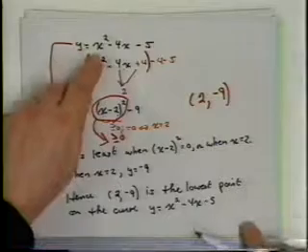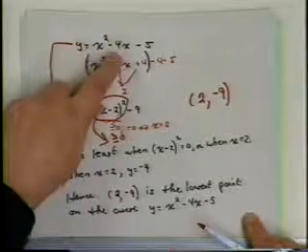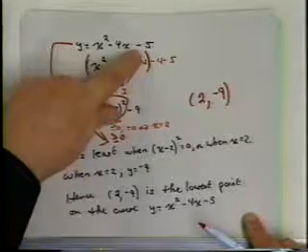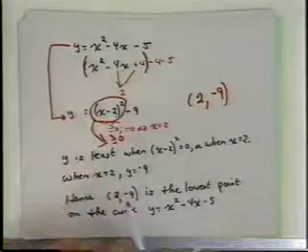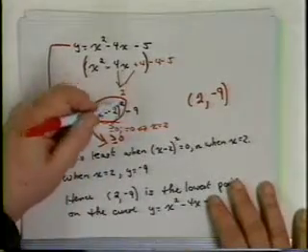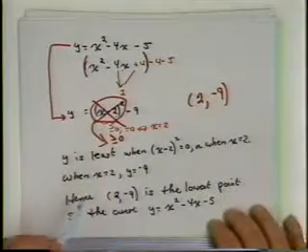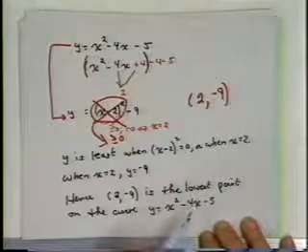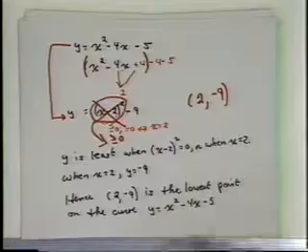By the way, notice you can get the same thing here. If x is 2, 2 squared is 4, 4 times 2 is 8, 4 minus 8 is negative 4, negative 4 minus 5 is negative 9, but look how much easier it is to do here, because as soon as x is 2, this whole term drops out, and you're left with y equals negative 9. So the important point is that 2 comma negative 9 is the lowest point on the curve y equals x squared minus 4x minus 5.